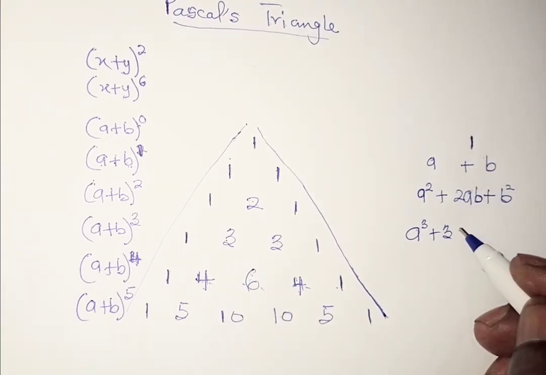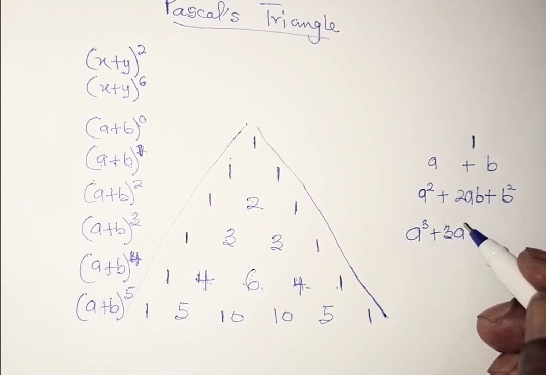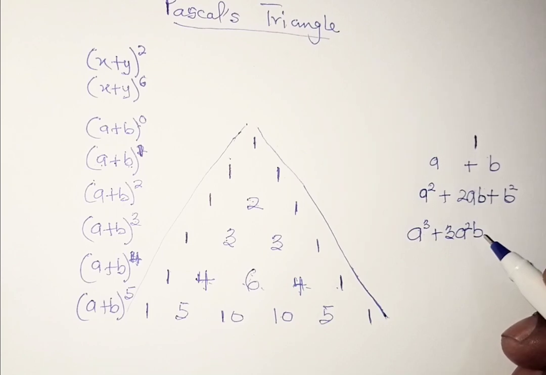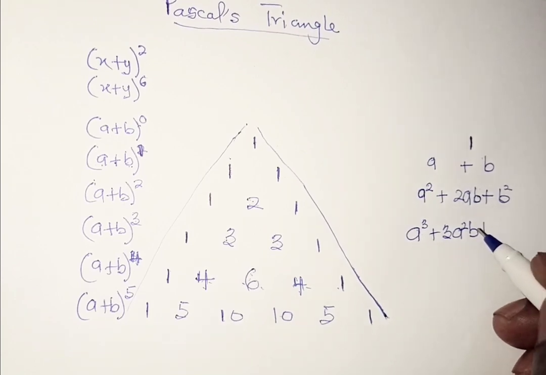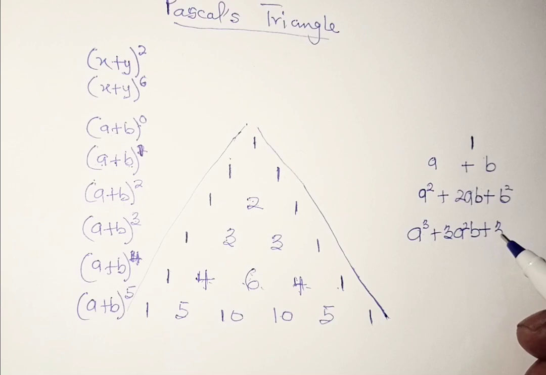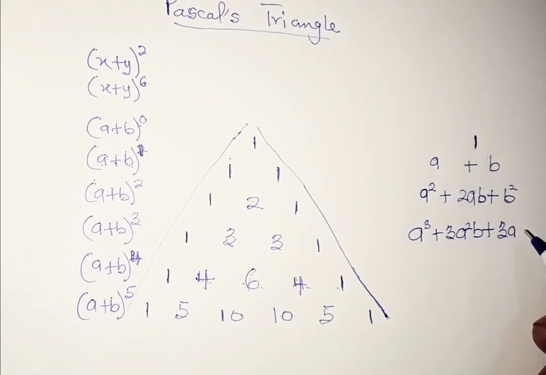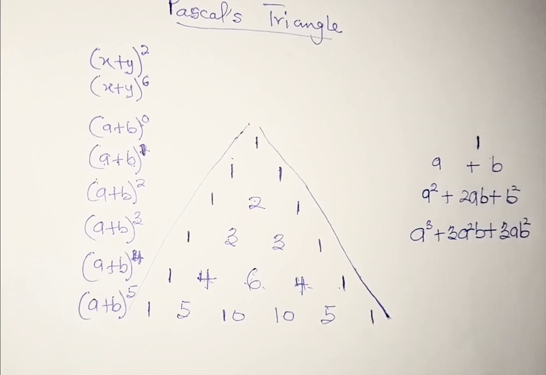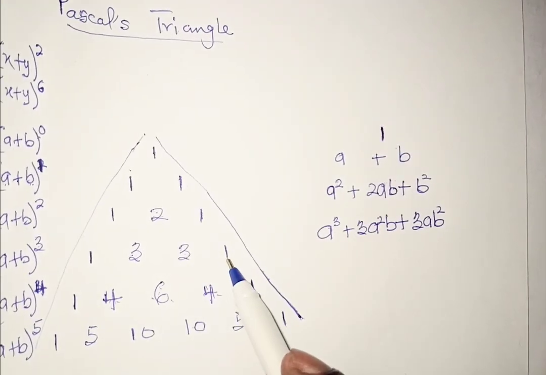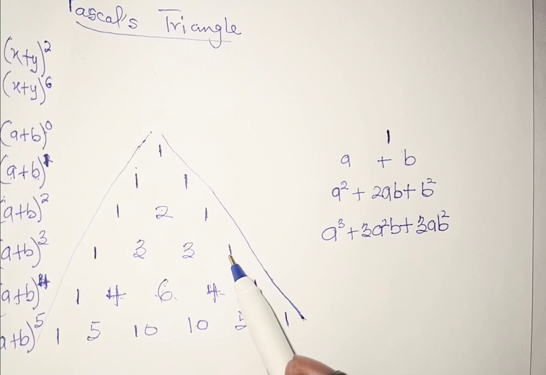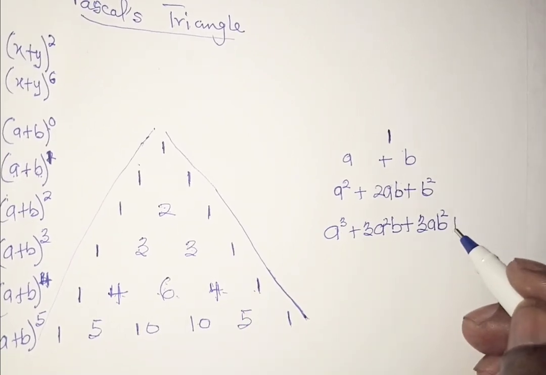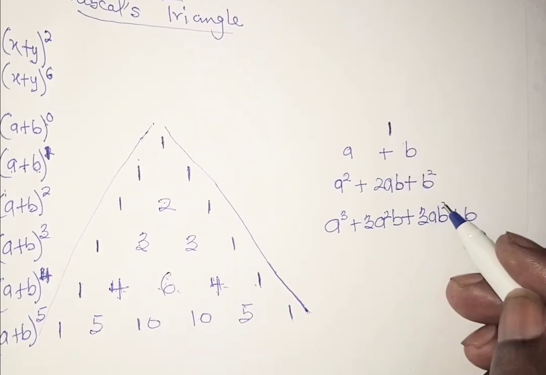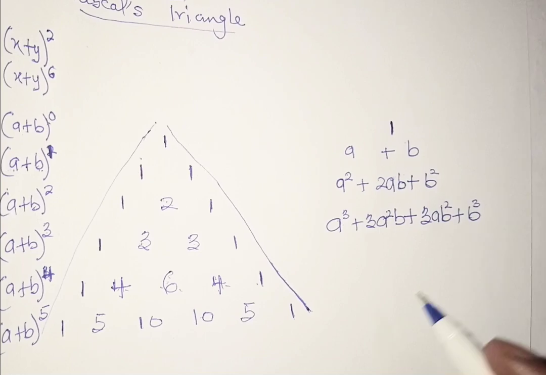So A should be reduced by 1. So I'll write my 2 here. Then the B also starts. Have you gotten it? Good. So my next coefficient is 3. And then the A will reduce by 1. Then the B will increase by 1. Have you gotten that? And then what is the last coefficient? The last coefficient is 1. Plus, 1 times B will give me B. But B will increase by 1. So we have exponent 3 here.